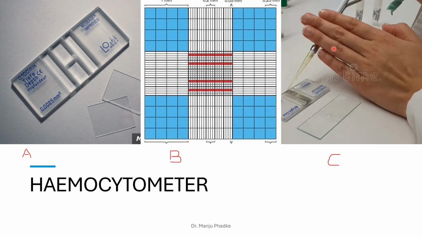This hemocytometer is normally loaded with a precise volume of the sample using a Pasteur pipette or a micropipette with sterile tips, and the sample is loaded in the groove of the hemocytometer slide. So this is basically the construction of the hemocytometer slide, how it is constructed.